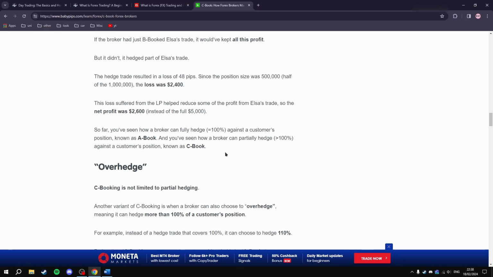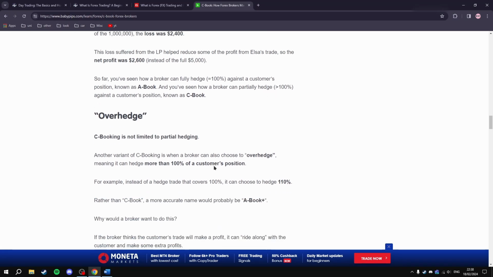C booking is not limited to partial hedging. Another variant of C booking is when a broker can also choose to overhedge, meaning it can hedge more than 100% of the customer's position.